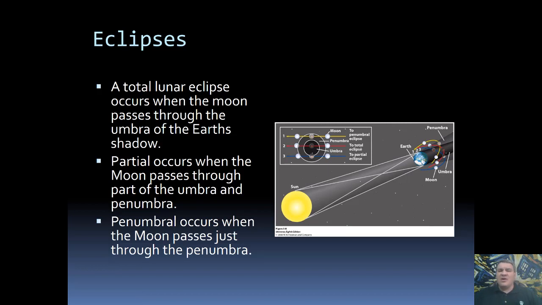Lunar eclipses aren't terribly uncommon. The Earth's shadow is actually quite large compared to the moon. Okay, so hopefully you've seen one, and if not, then I have no doubt in the next 5 or so years, we're probably going to get another lunar eclipse.